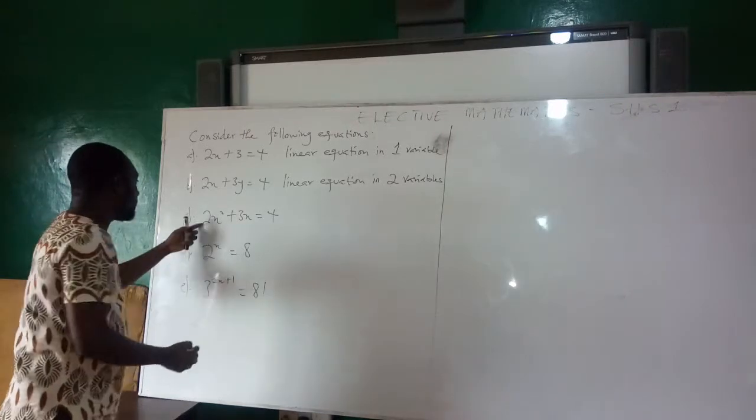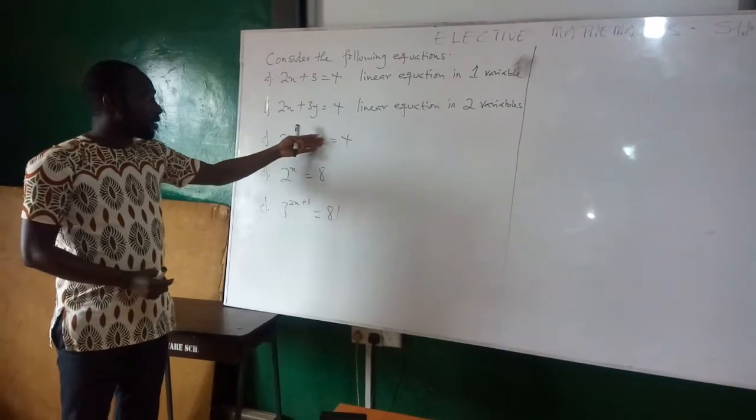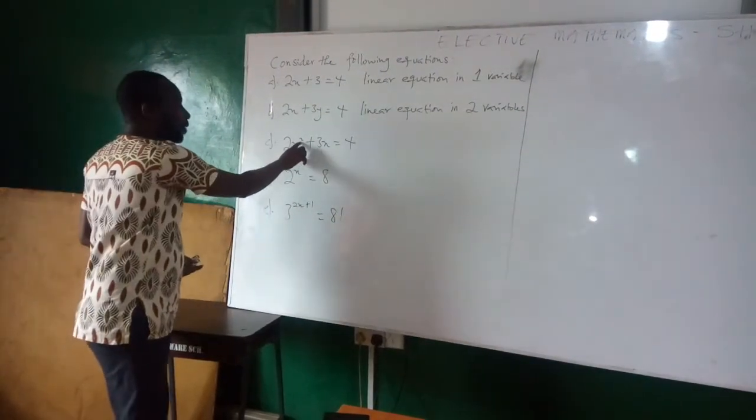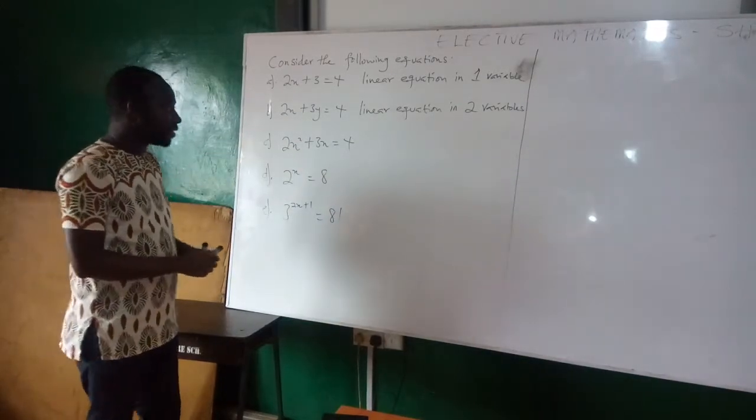Now let's look at the third one, the C. 2x squared plus 3x equals 4. So there is also a quadratic equation because the highest exponent here is 2. So we refer to such equations as quadratic equations.